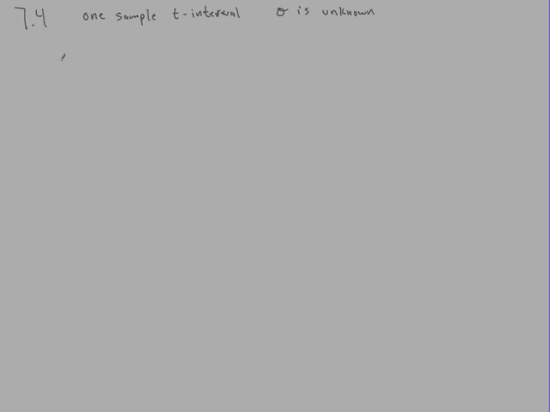Hello and welcome to the video on 7.4, which is a one sample interval. These are probably the most important because they're probably used the most in real life, because this is the assumption that the standard deviation is unknown. So here's the setup for this.